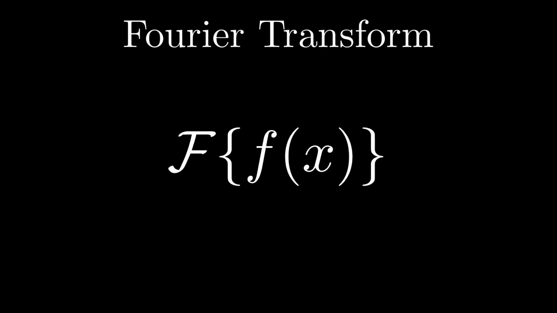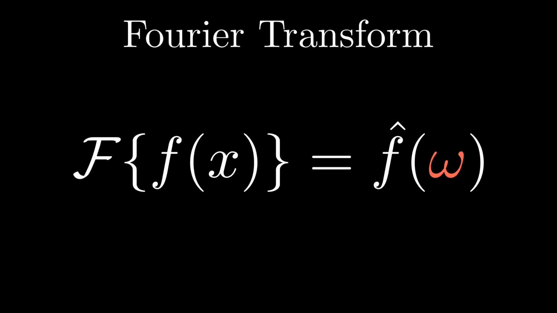It's also convention to call the function the Fourier transform gives us back f hat of omega. So this equality would read: the Fourier transform of f of x equals f hat of omega. Also, note that the new function takes in frequency as its input, which I'm denoting with an omega.